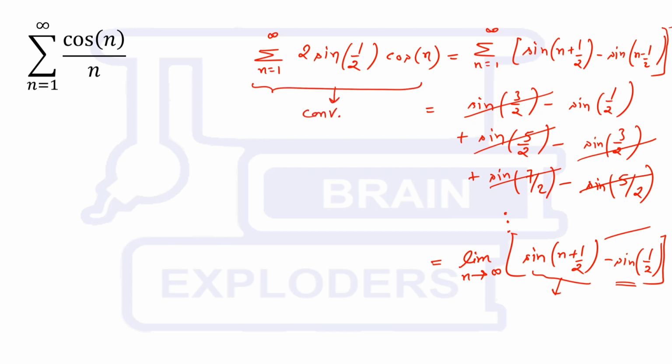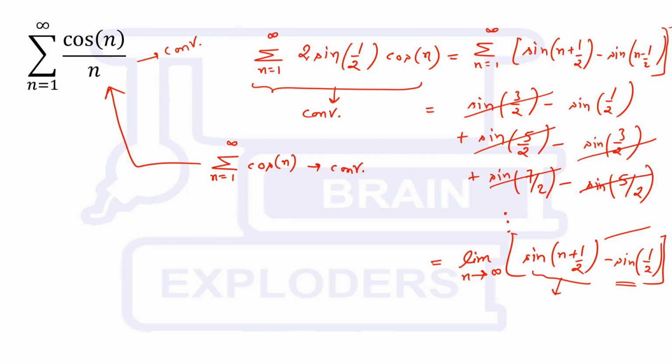Since multiplication or division by a constant doesn't matter for convergence and divergence, it means summation n equals 1 to infinity cos n is also convergent, and hence summation n equals 1 to infinity cos n upon n is also a convergent series.